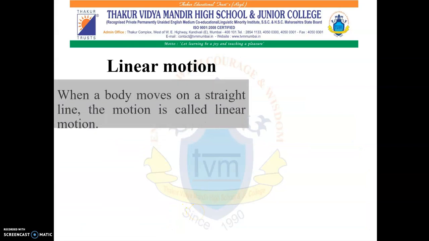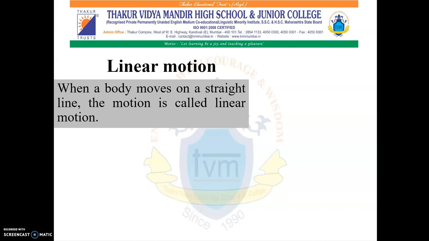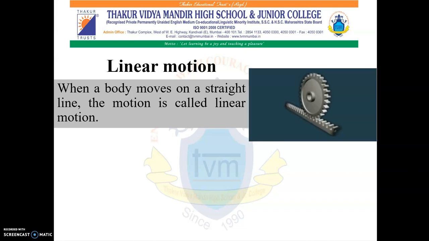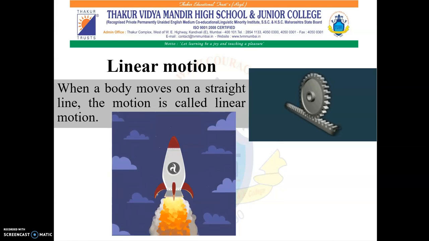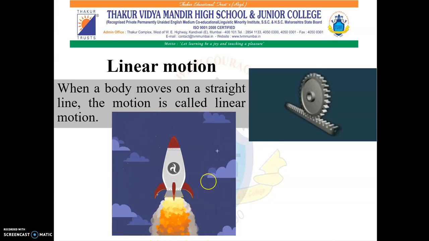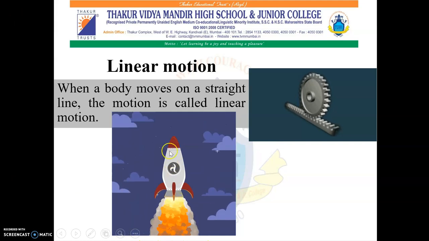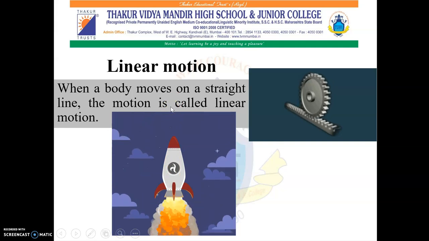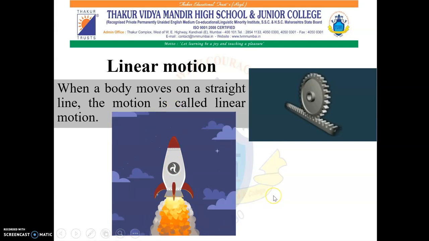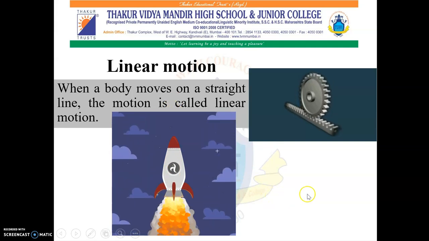Linear motion. When a body moves on a straight line, the motion is called linear motion. Here you can see the wheel is moving along a straight path. Example is a space shuttle moving up. The motion of the space shuttle is along a straight vertical line in the upward direction. So this motion is an example of linear motion.